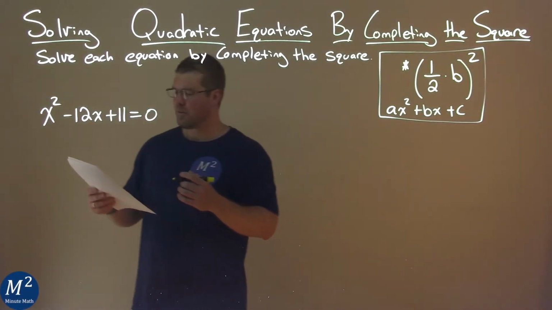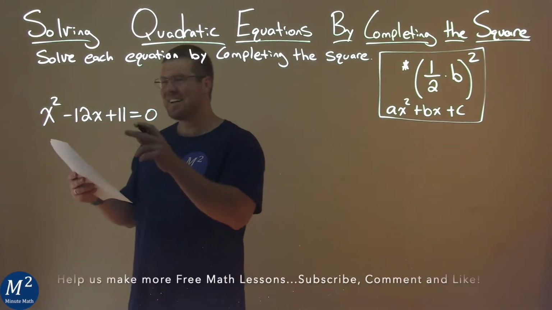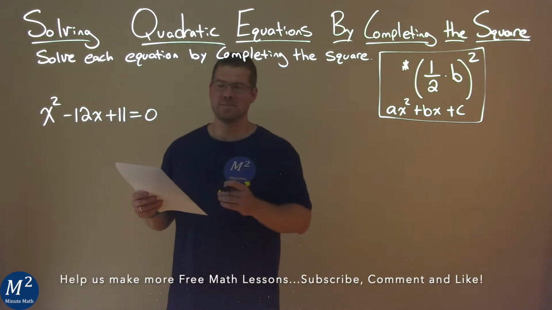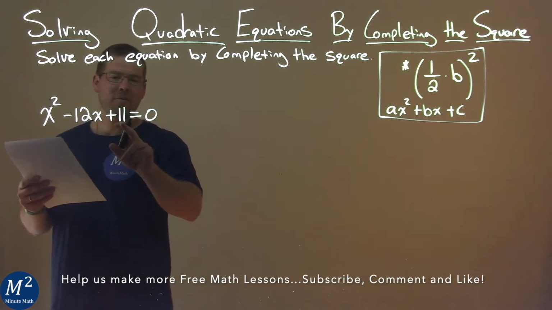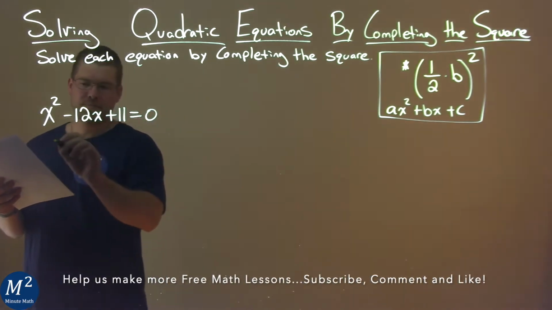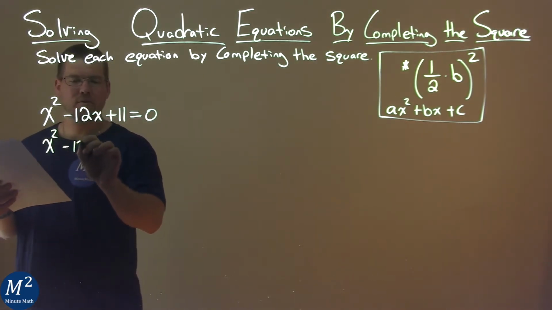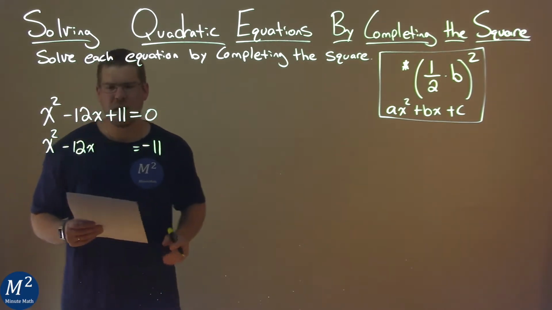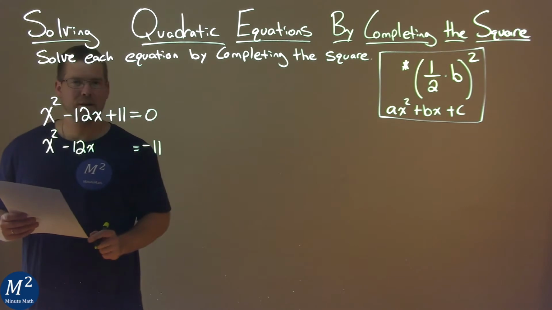We're given this problem right here. X squared minus 12x plus 11 equals 0, and we need to solve it. Well, I want to first subtract 11 from both sides. I have x squared now minus 12x equals a negative 11. And notice I left a space here, and you'll see why in a minute.